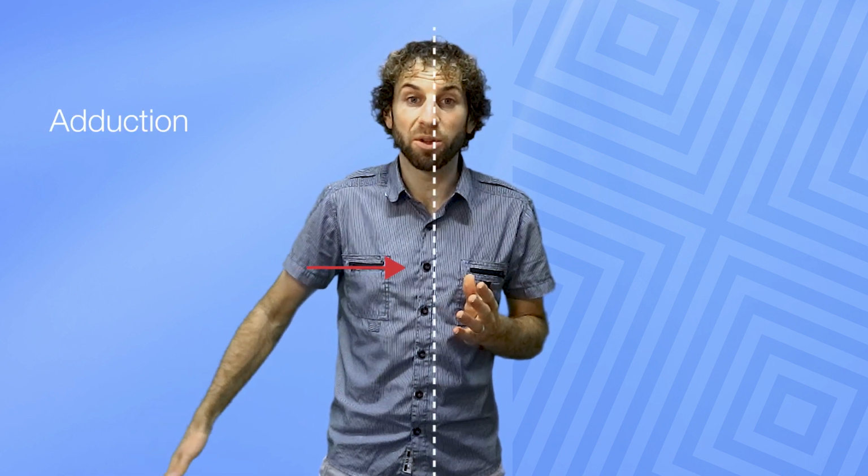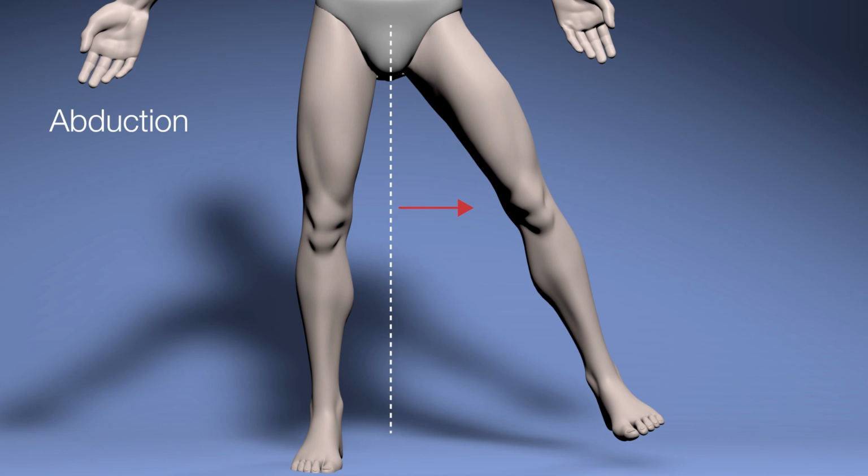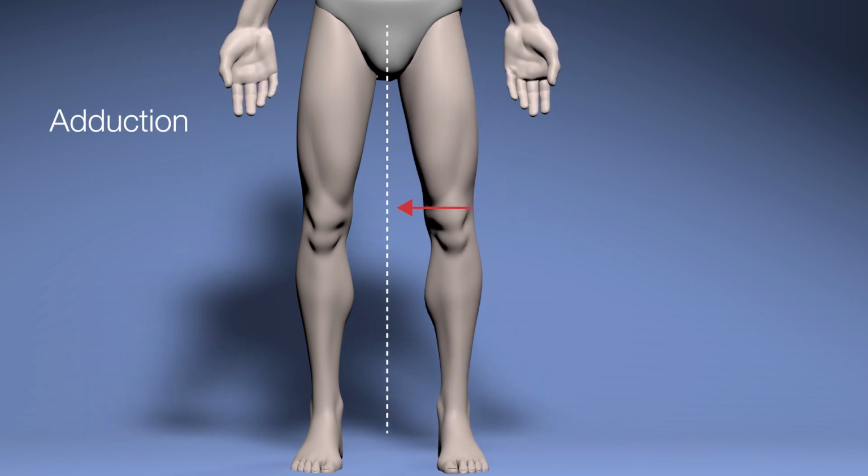So abduction, movement away from the midline. Adduction, movement toward the midline. Abduction, adduction. At the hip, it looks very similar. Abduction, the foot moves laterally and superiorly away from the body. With adduction, the foot moves inferiorly and medially.